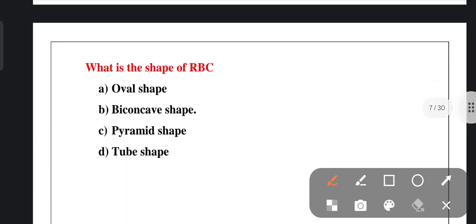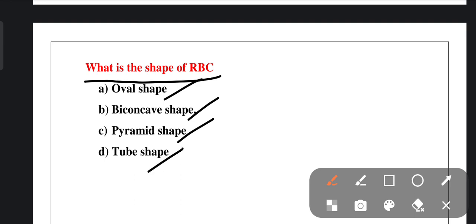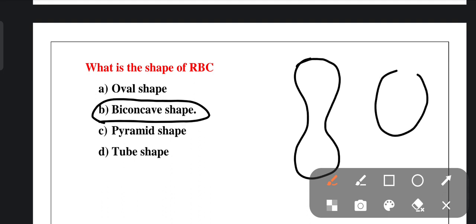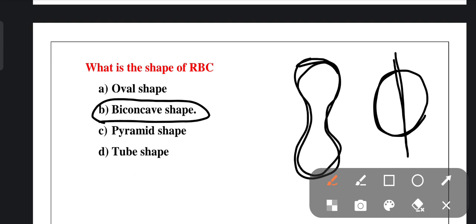The next question is, what is the shape of RBC? Is it oval shape, biconcave shape, pyramid shape, or tube shape? The right answer is biconcave shape. Biconcave shape is nothing but like a dumbbell shape. If you cut the RBC and see from the front side, the RBC will be like this. When you cut it in the middle, it looks like a dumbbell. So it is called a biconcave shape.